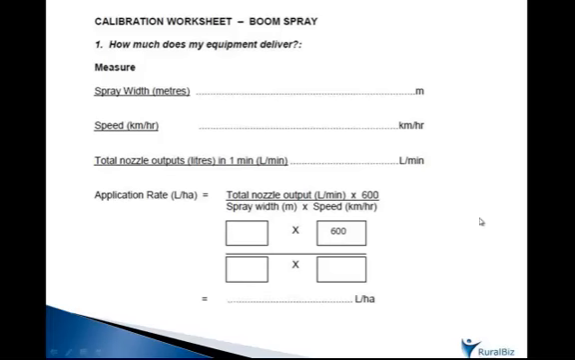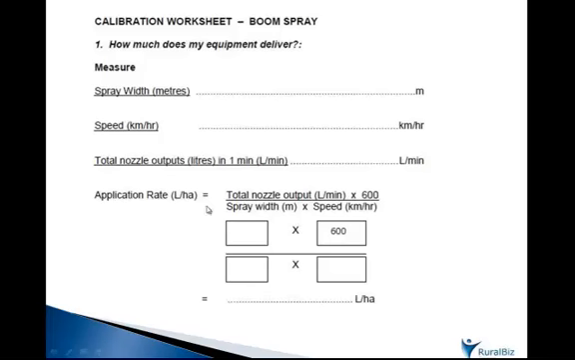So let's have a look at what we should have so far. Under spray width, we would have noted that it was 1.5 metres. Our speed was 12 kilometres per hour, and our nozzle output was 1.2 litres per minute.